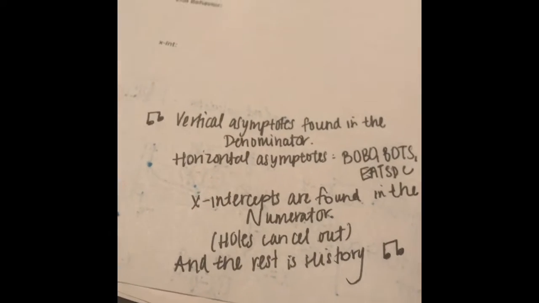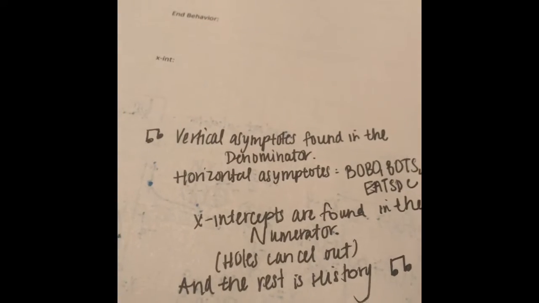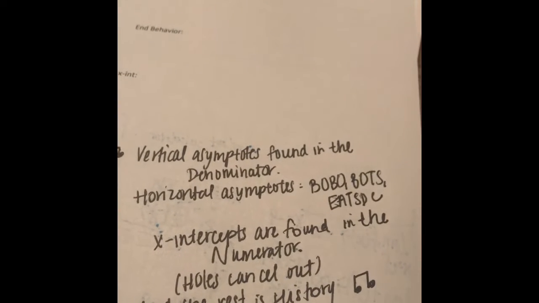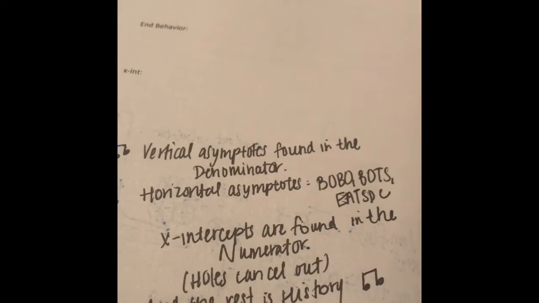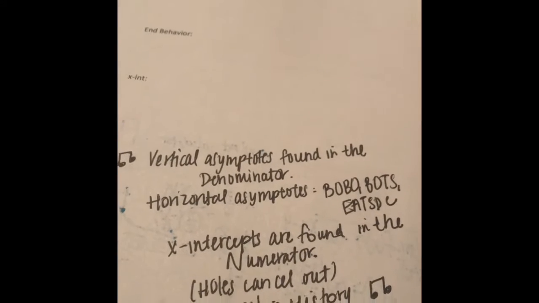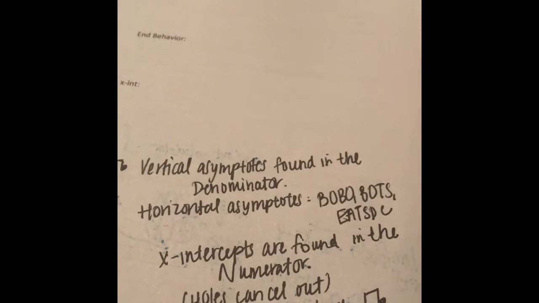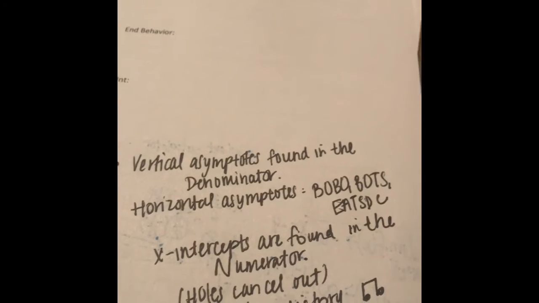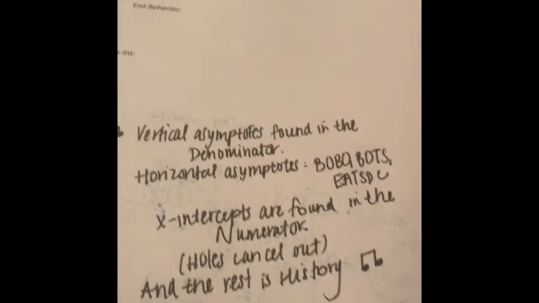My famous song. So it goes like this. Vertical asymptotes found in the denominator. Horizontal asymptotes, BOBO T, eats to see. X-intercepts are found in the numerator. And don't forget the holes are the ones that cancel out. And the rest is history.